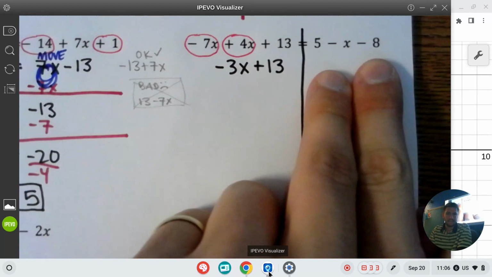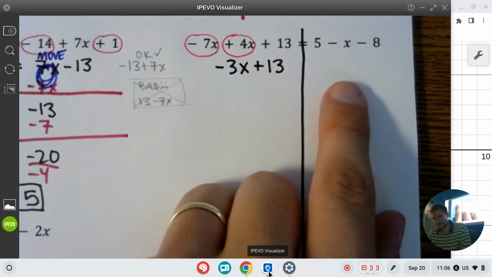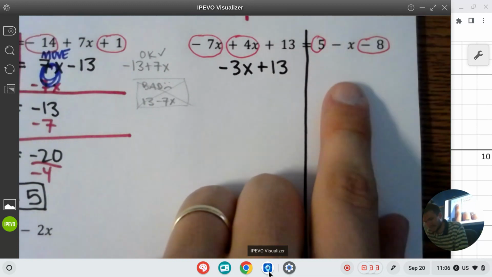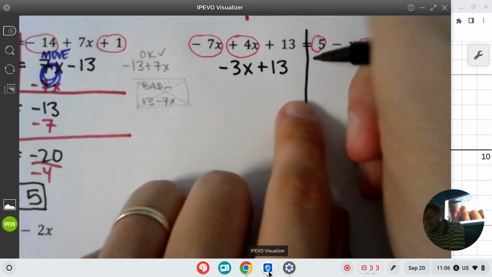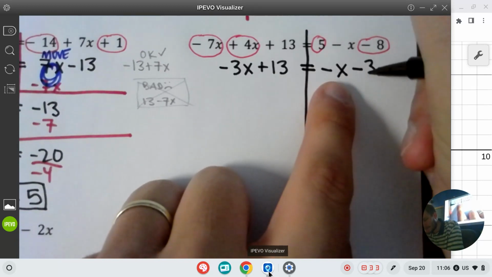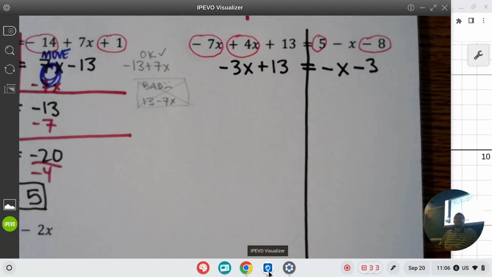Look on the right. What can we combine on the right? 5 and negative 8. I like to put my x terms first. Negative x minus 3.